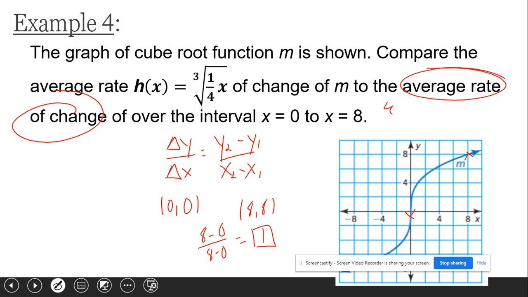So this is not linear, okay? But the average rate of change is 1, meaning it is going up on average. For every additional x, it's going up 1 y value. But it's not a constant rate of change, okay? That's the average rate of change.